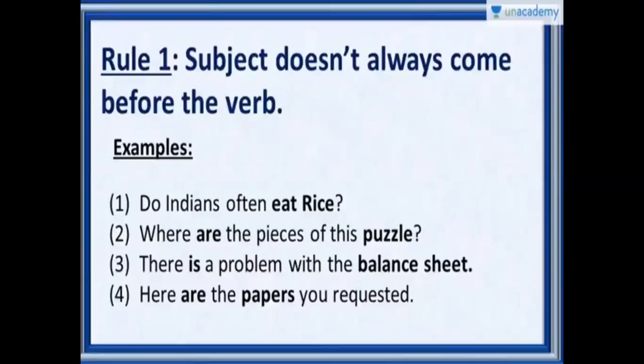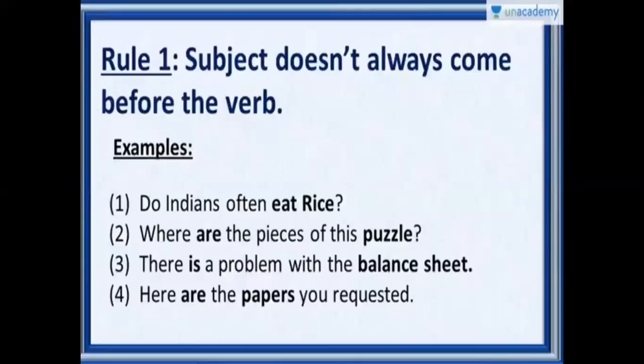Okay. Now look at this first one. I already told you subject is something which doesn't only come in the beginning of the sentence. Right now we said he speaks truth. He is in the beginning of the sentence. Now look at this first example: Do Indians often eat rice?